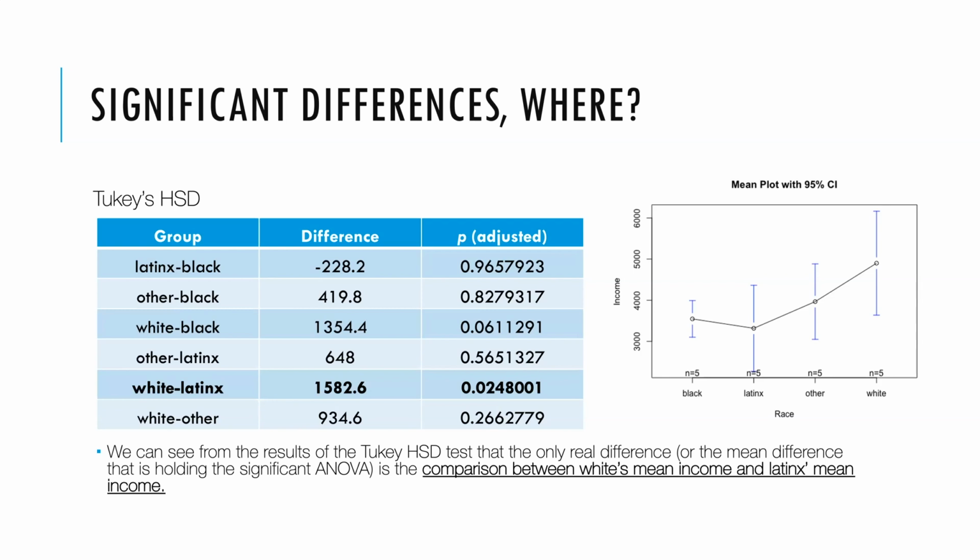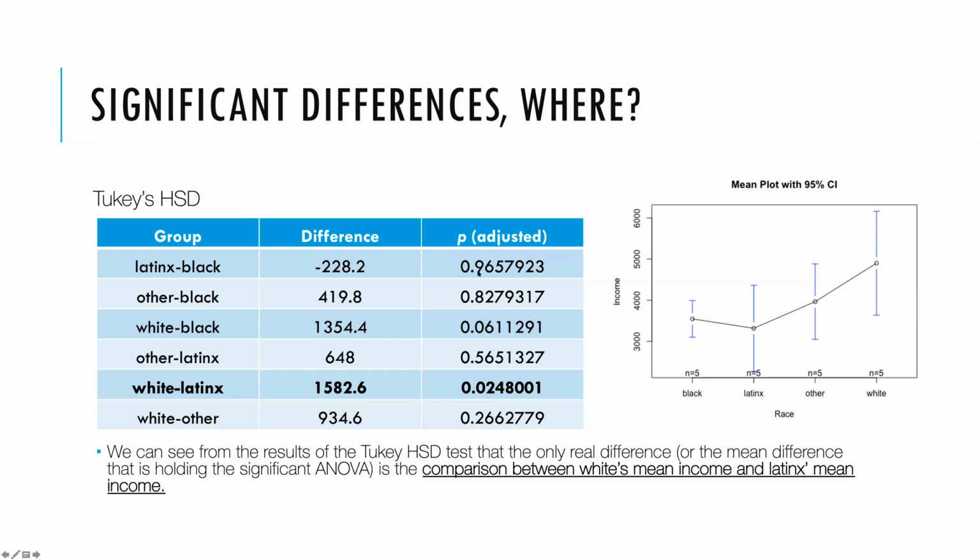and an adjusted p-value. So it calculates a t-test between, for example, Latinx income and Black income, adjusts the p-value or the alpha level, and then readjusts it back to put it back in alpha level 0.05 terms. So here, we're looking for a p that is less than 0.05. Here, we see the comparison between Latinx and Black. The p-value is 0.96.